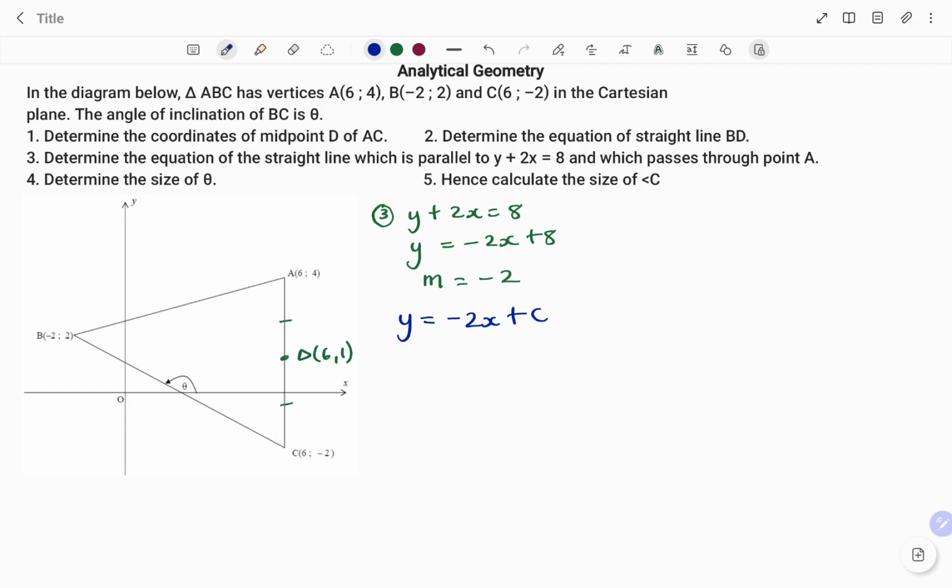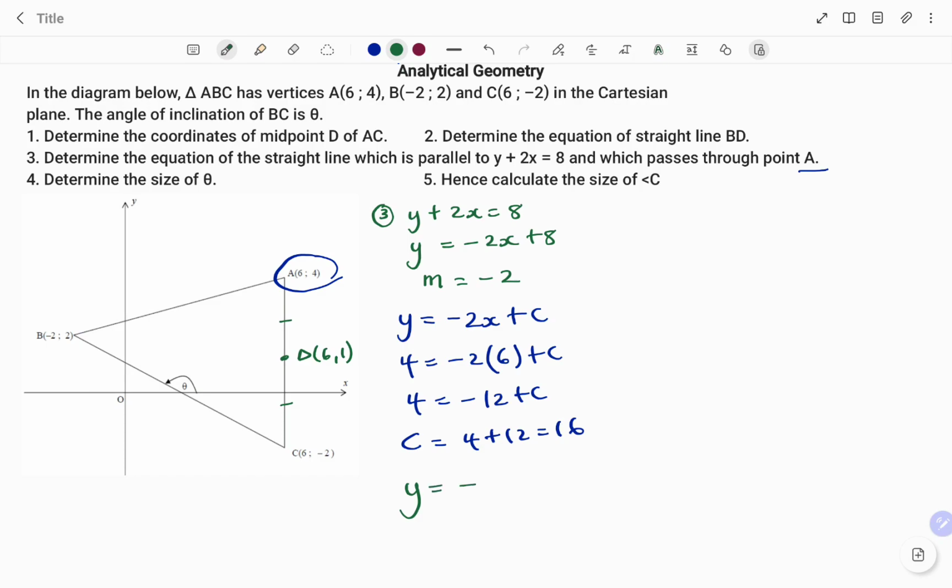It passes through the point A, and the point A in this case is (6, 4). So I'm going to slot in those values. I have 4 equals -2, my x is 6, plus my c. I have 4 equals -12 plus c, and taking -12 to the other side, I have c equals 4 plus 12, equals 16. So therefore, the equation of that line will be y equals -2x plus 16.